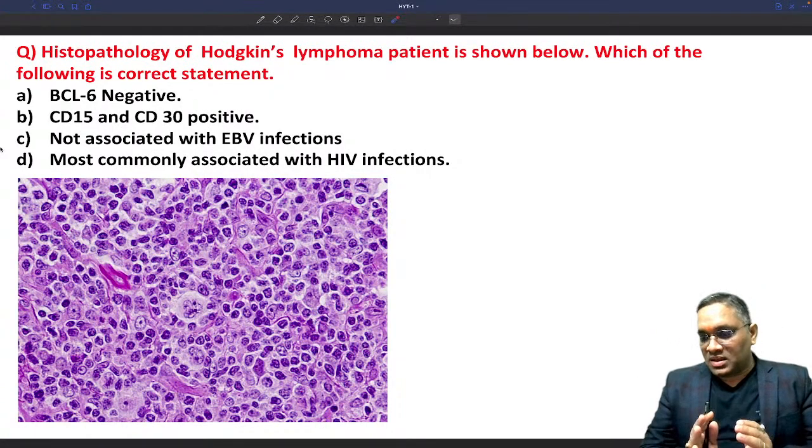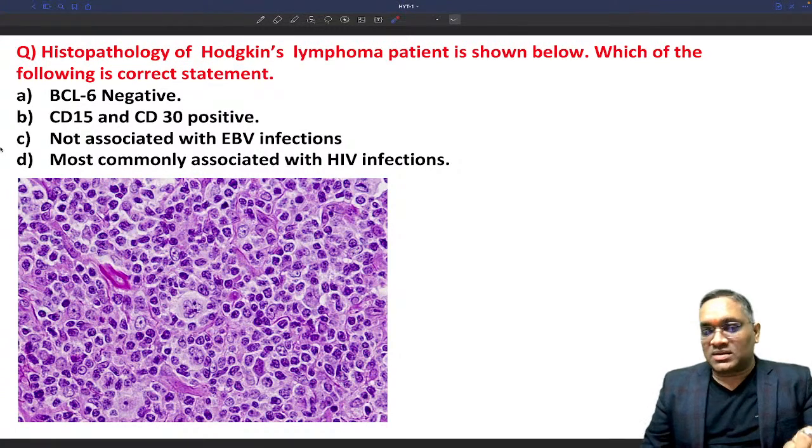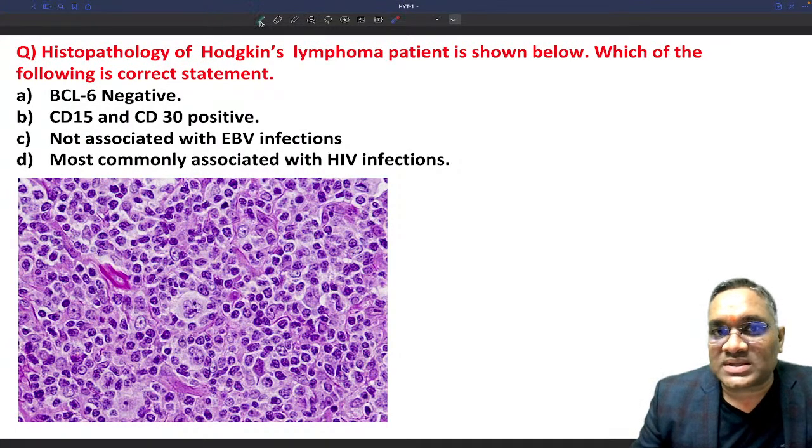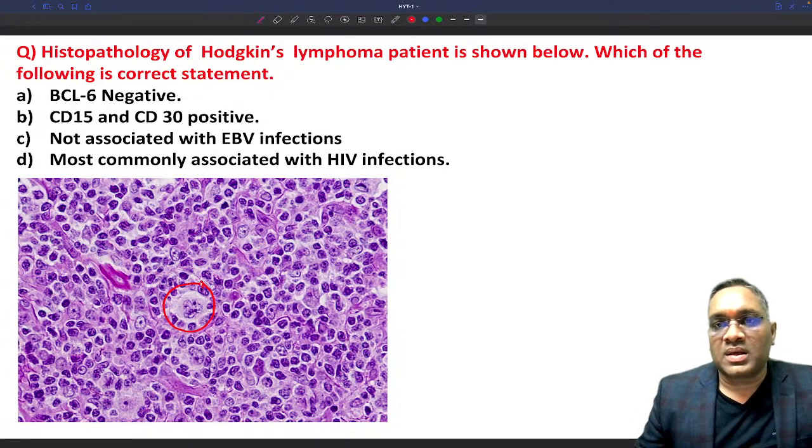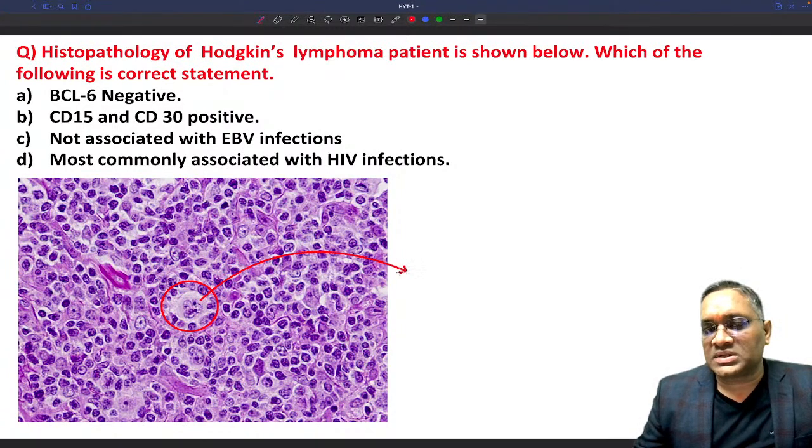Now, can you tell me what is the Reed-Sternberg cell here which you are seeing? I'm just marking this is the Reed-Sternberg cell. I hope everybody is appreciating. So, can you tell me what type of Reed-Sternberg cell this is?